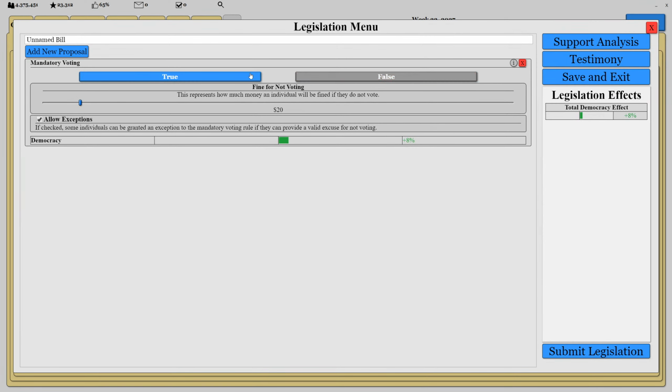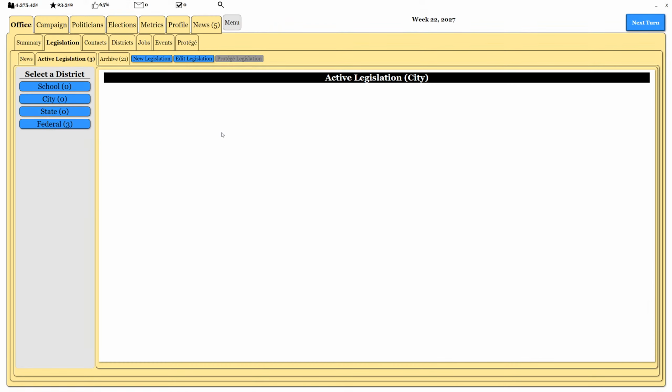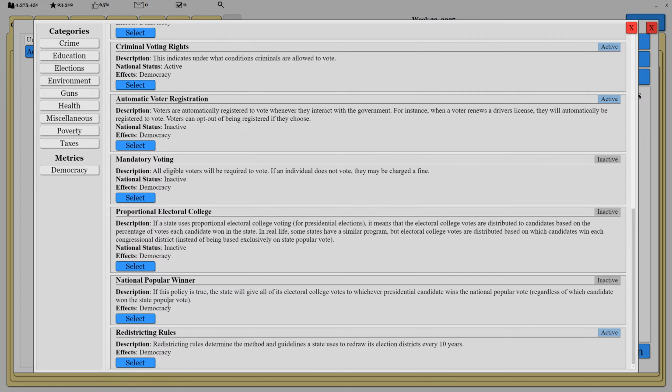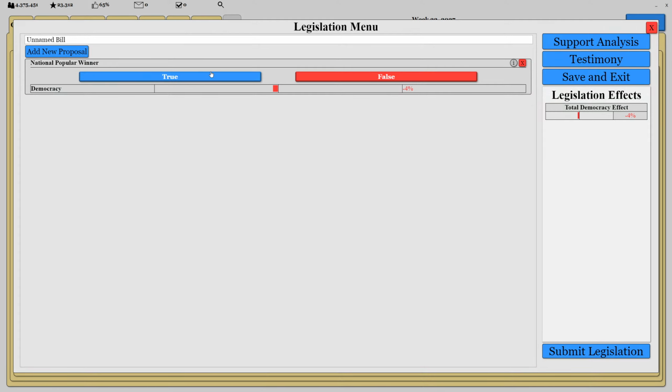Mandatory voting. Fine for not voting. $200, bro. Voters are granted an exception to the mandatory voting rule if they can provide a valid excuse for not voting. I'm just going through some of the new stuff, so that's why I'm just kind of sitting here. Redistricting rules. National popular vote winner.